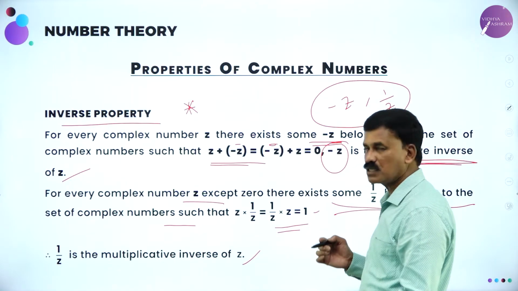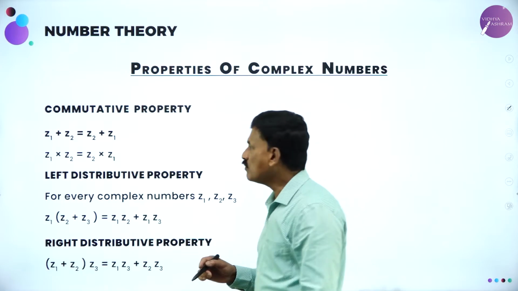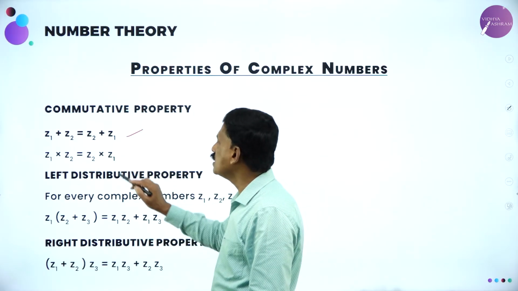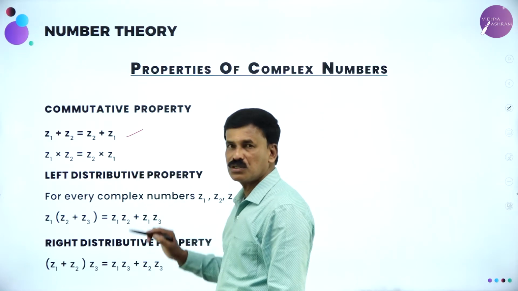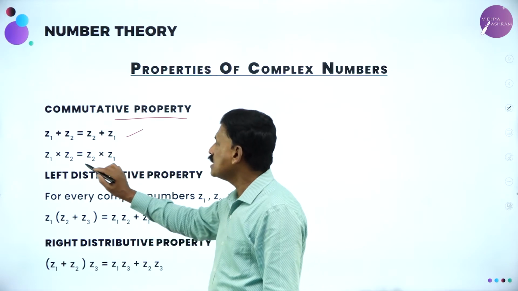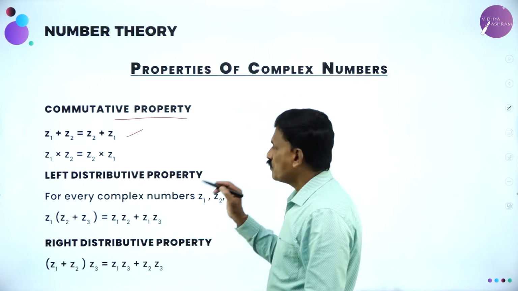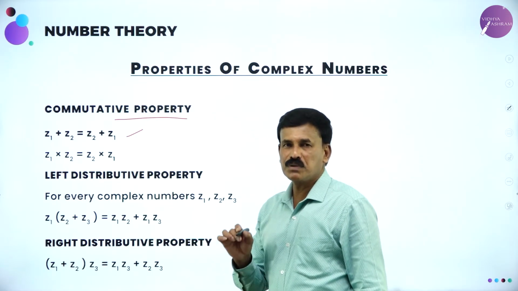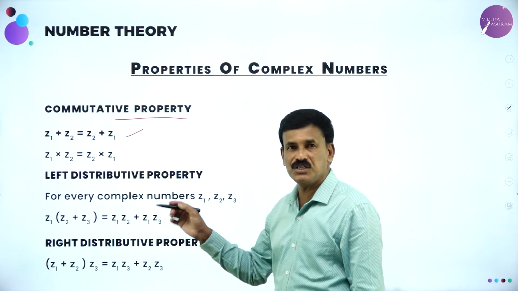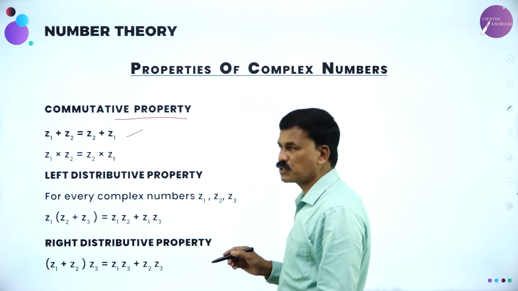Now let us come to the next concept, that is commutative property. Now what is commutative property? If z1 and z2 are two complex numbers, then z1 plus z2 is also equal to z2 plus z1. For multiplication, z1 into z2 is also equal to z2 into z1. That is, for any two complex numbers, z1 plus z2 is equal to z2 plus z1, and similarly z1 into z2 is equal to z2 into z1. That is called commutative property.